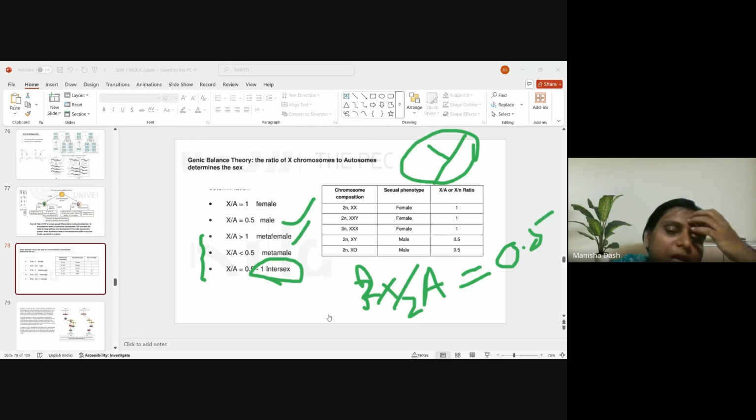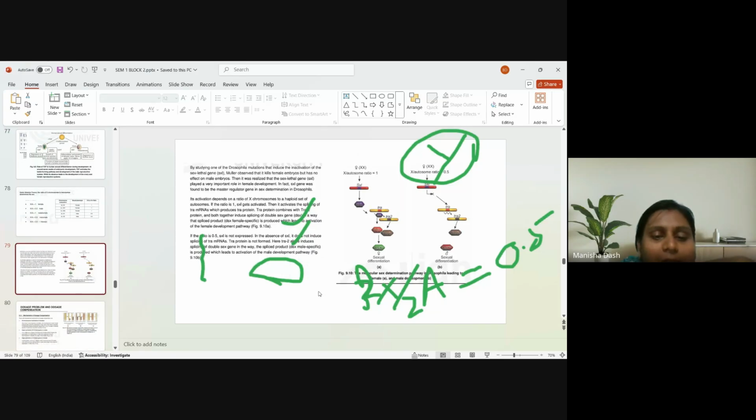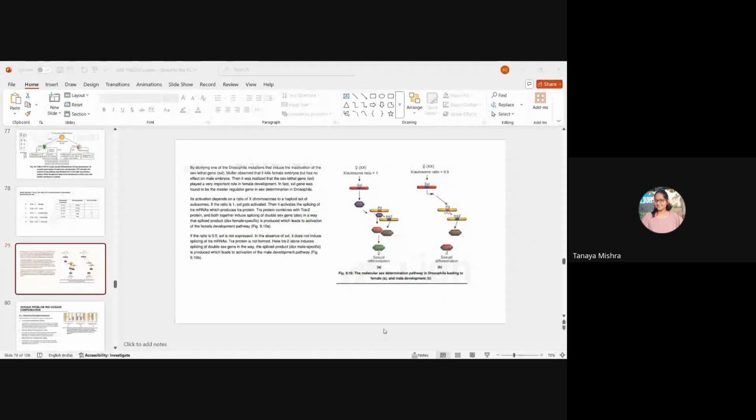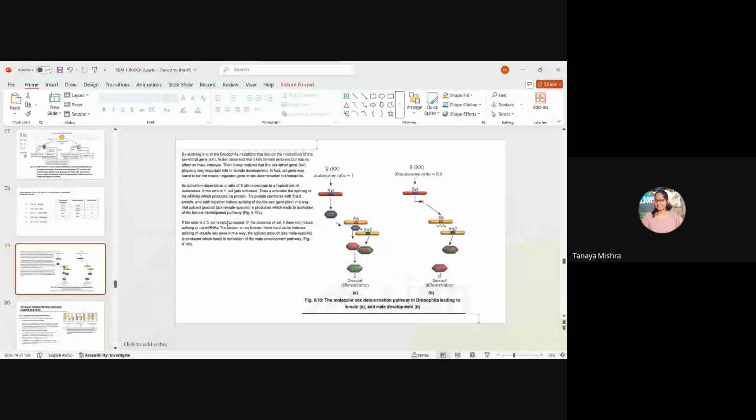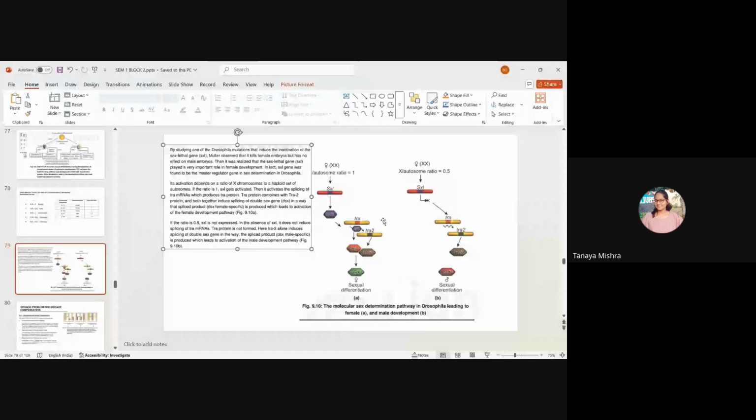So in Drosophila, the Y plays a role in the fertility of the male. An individual without a Y may be a male, but it will not be a fertile male. It will be sterile. In Drosophila there will be no fixed chromosome, but the number of autosomes and allosomes may vary.